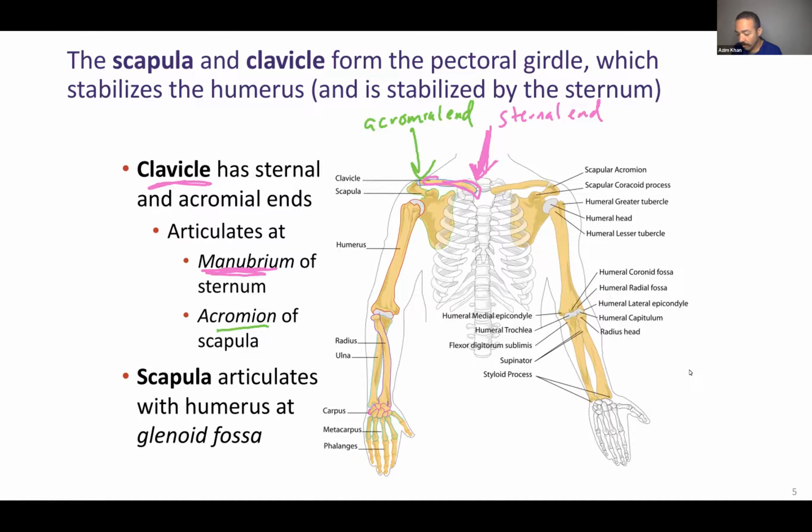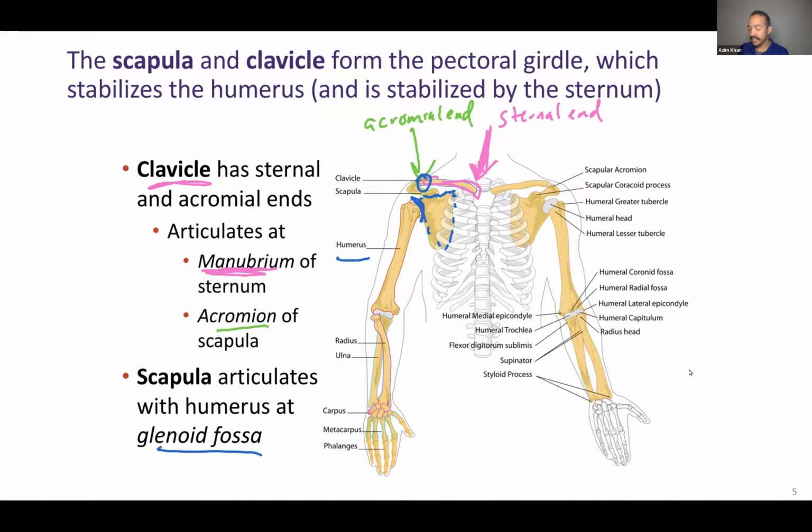The scapula, it looks like it articulates with the ribs. It does not directly articulate with the ribs. There are muscles and other tissues in between the two. The scapula does not articulate with the ribs. It only articulates with two bones. Despite being such a large bone, it only articulates with two bones. It articulates with the clavicle at its acromion process, and it articulates with the humerus at the glenoid fossa.